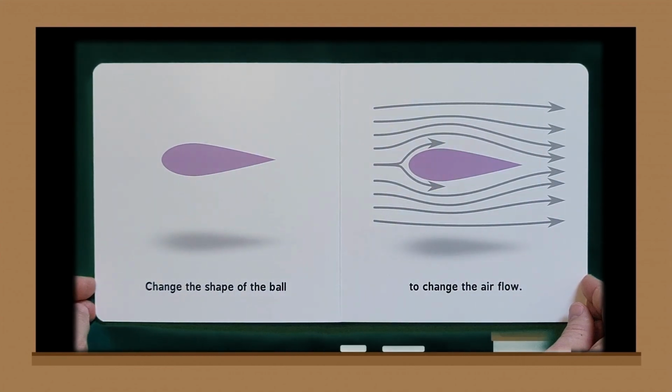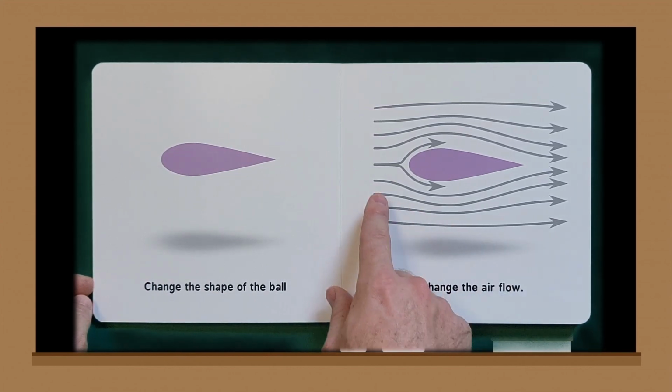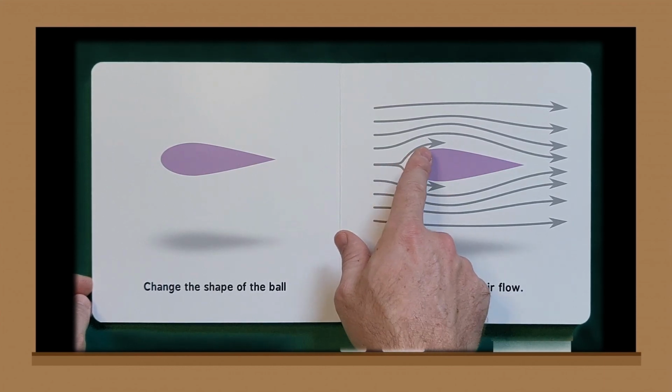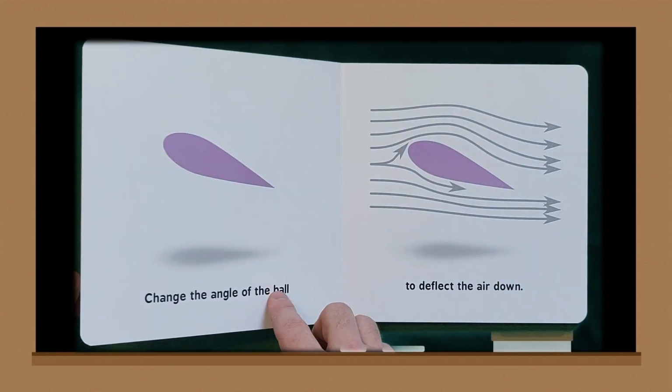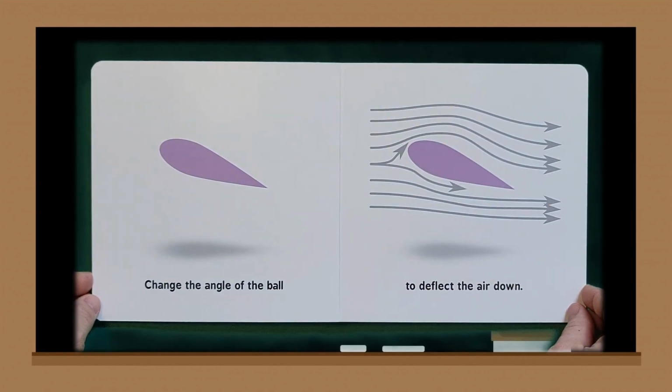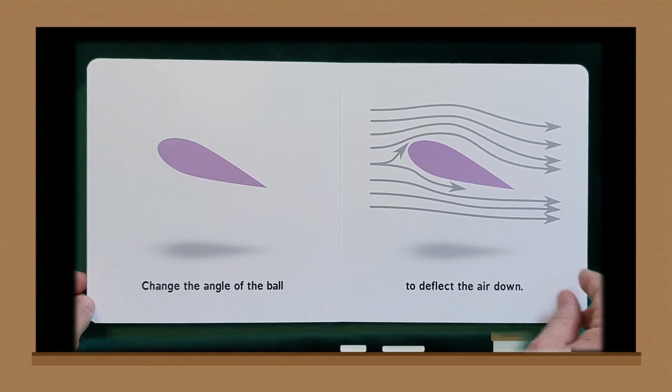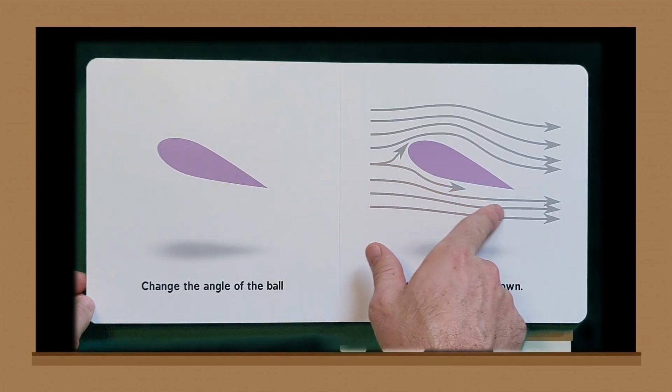Change the shape of the ball to change the airflow. Do you see how the airflow now looks different than on the ball? Change the angle of the ball to deflect the air down. Now look at the airflow. See how it's going down?